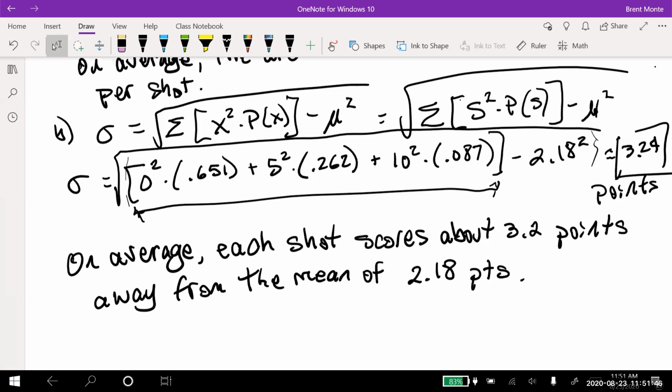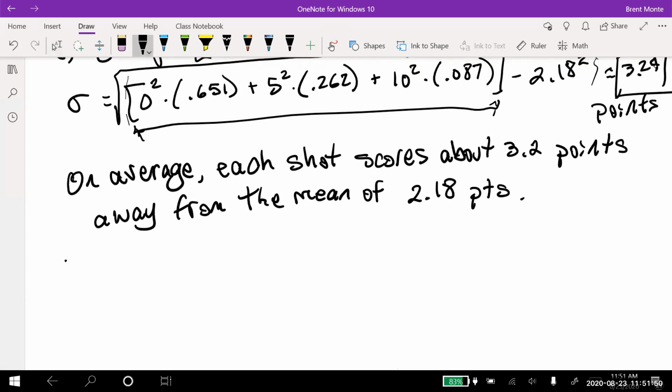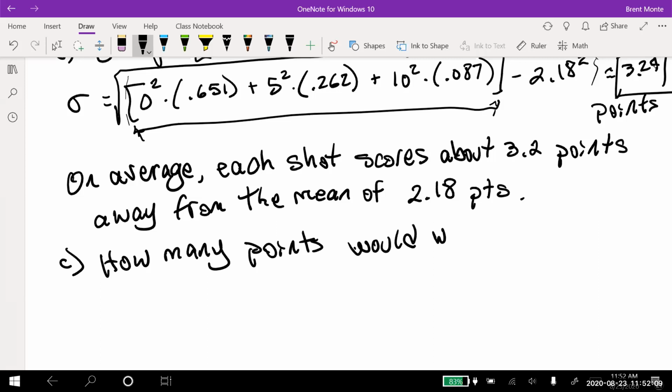Okay, let me show you one more part. It wasn't actually part of this problem, but I want to throw it in. We'll call it part C just for fun. But here's a question that often comes up. How many points would we expect in 20 shots? So we're looking for the total number of points in 20 shots.